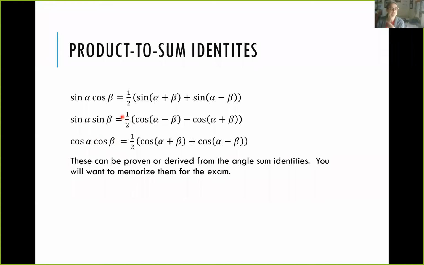Here are your cues. Sine times cosine is the sine of the sum plus the sine of the difference, divided by 2. Sine times sine is the cosine of the difference minus the cosine of the sum, divided by 2. And cosine times cosine is the cosine of the sum plus the cosine of the difference, divided by 2.